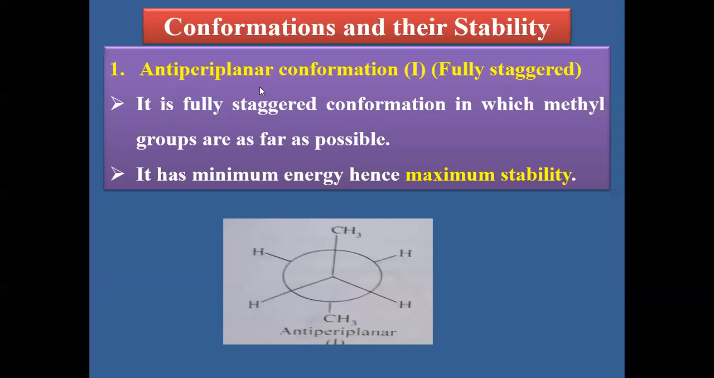That's why this is called anti-periplanar form. This is called fully staggered form. Now it is a fully staggered conformation in which methyl groups are as far as possible. So why is this called fully staggered? Because methyl groups are away from each other, at maximum distance. Now it has a minimum energy, hence maximum stability.